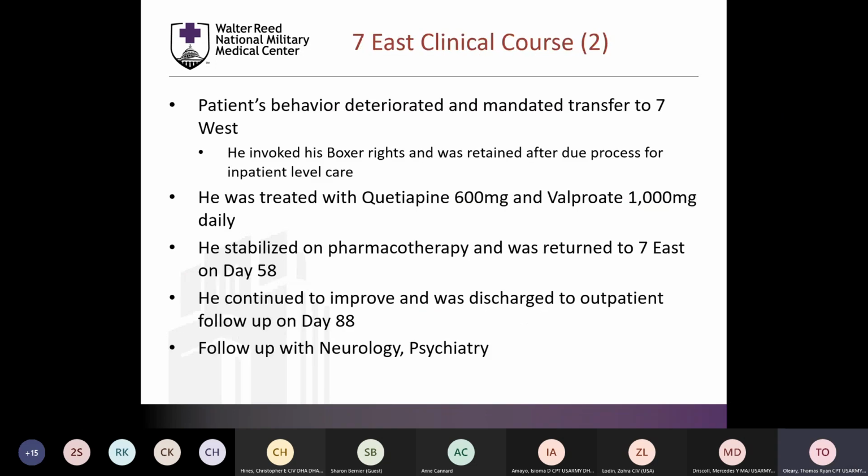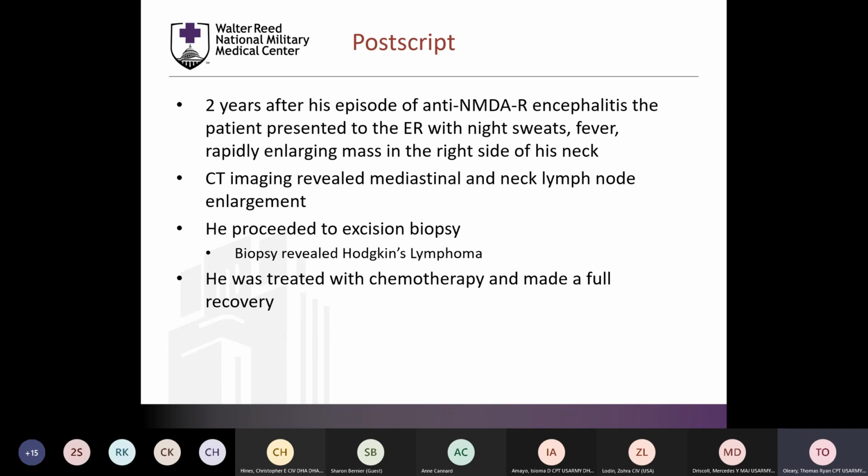I'm going to give you the punchline on the vignette and then we'll wrap up. So we got our patient back from 7 West, behaving significantly better than he was when we sent him down the hallway, taking his valproate and his quetiapine. And he ultimately was discharged to outpatient follow-up with a resident and the neurology clinic. 2 years later, the patient showed up in the ER complaining of night sweats and a swelling in the neck. On CT imaging and ENT workup, he turned out to have a large lymphoma with multiple lymph nodes positive extending from the mediastinum all the way up the neck chain. And he ended up having several sets of chemotherapy, and made a full recovery.